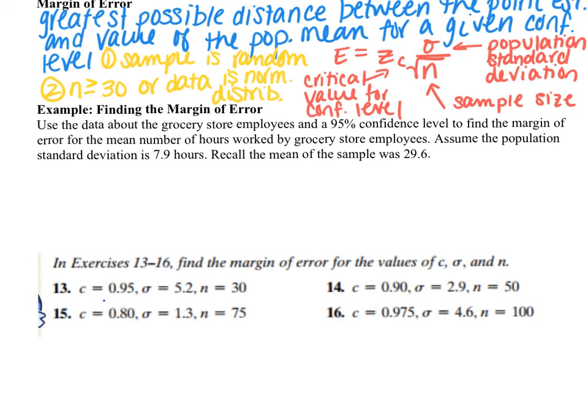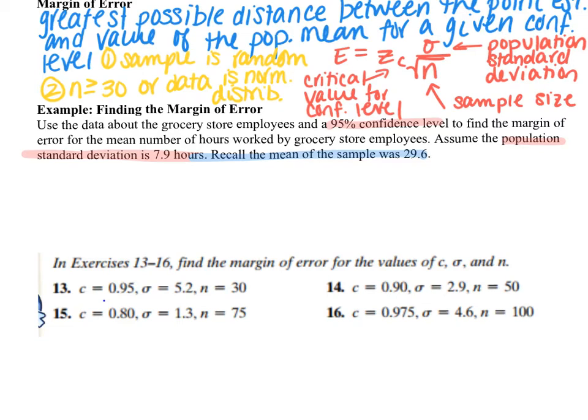Use the data about the grocery store employees and a 95% confidence level to find the margin of error for the mean number of hours worked by grocery store employees. Assume the population standard deviation is 7.9 hours. And then it gives you a little sidebar here. Recall that the mean of the sample was 29.6.